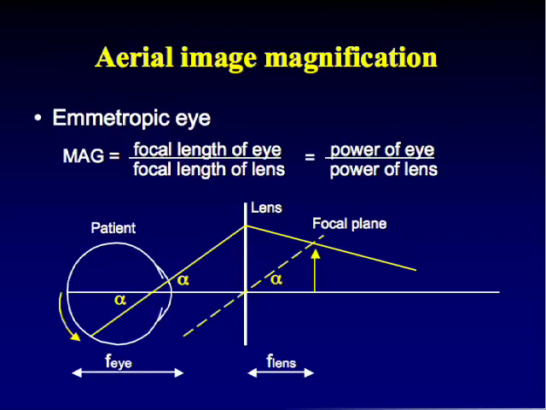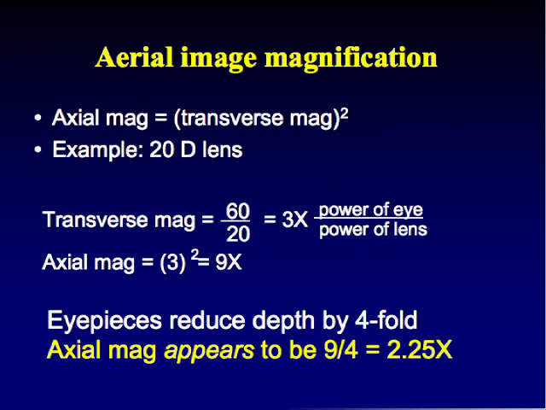So what kind of magnification do we see when we're looking into an eye? The magnification, it turns out, if we do the math, is the power of the eye divided by the power of the indirect lens that we use. It's transverse magnification. So we know the power of the eye is roughly 60 diopters. And so for a 20 diopter lens, the magnification is 60 over 20, which is 3x: power of the eye over the power of the lens.